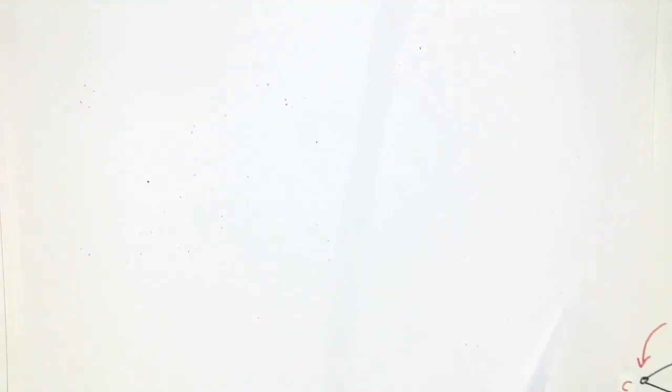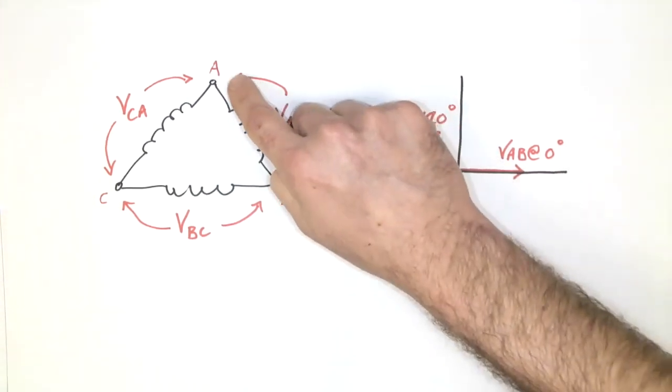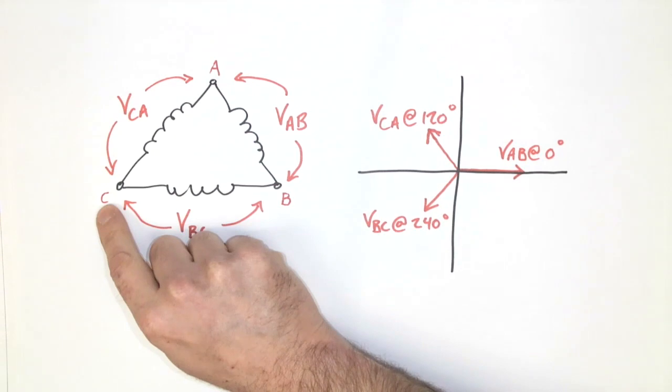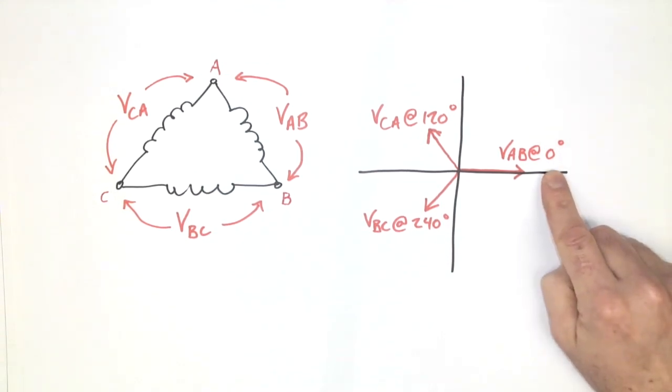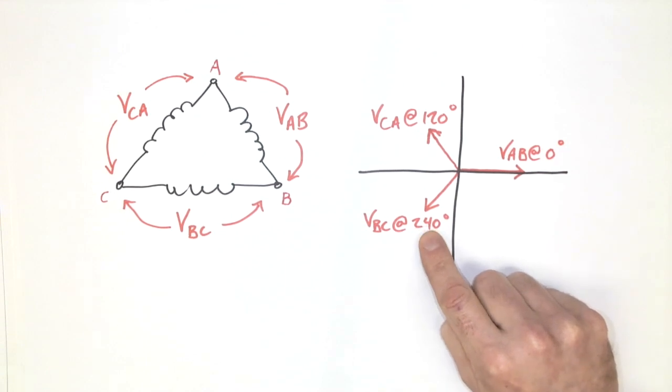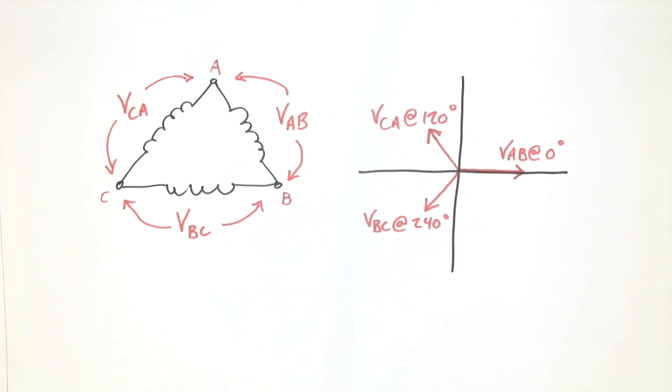When we look at the phasor diagram for a delta system, we refer to the voltages not as A, B, and C, like in a Y system, but rather as A to B, B to C, and C to A. If we were to sketch these onto a phasor diagram, voltage AB would be at 0 degrees, voltage BC would be at 240 degrees, and voltage AC would be at 120 degrees.